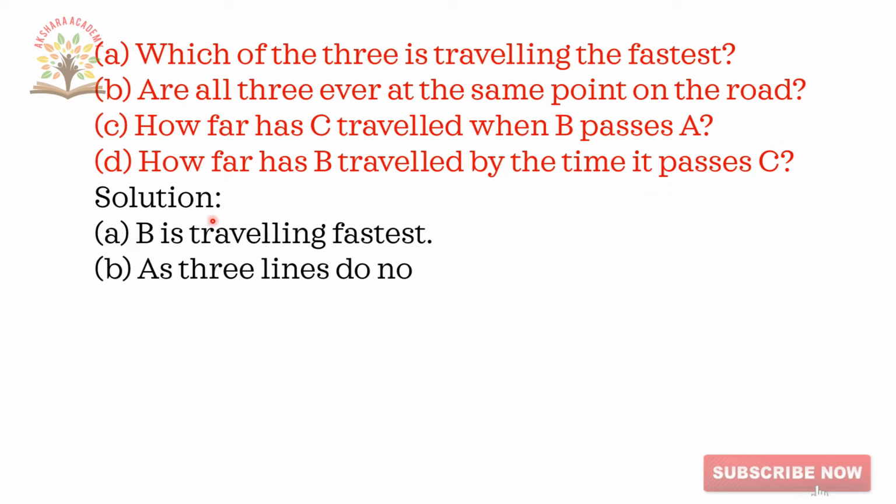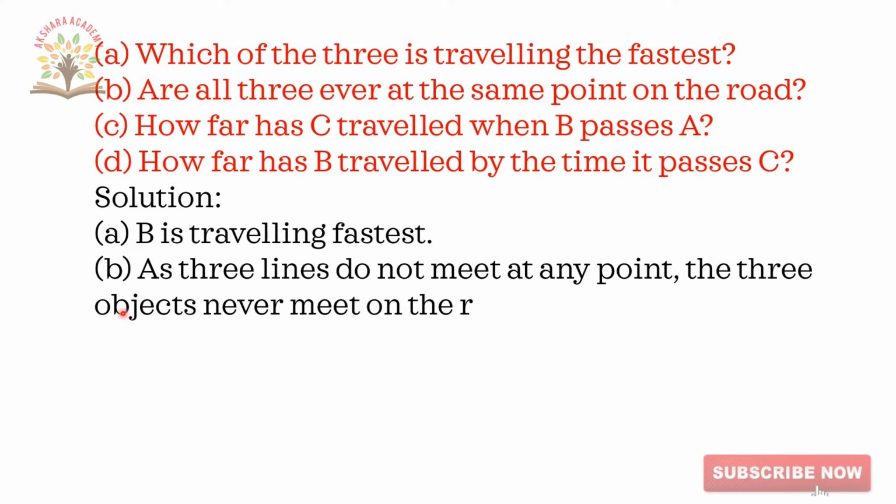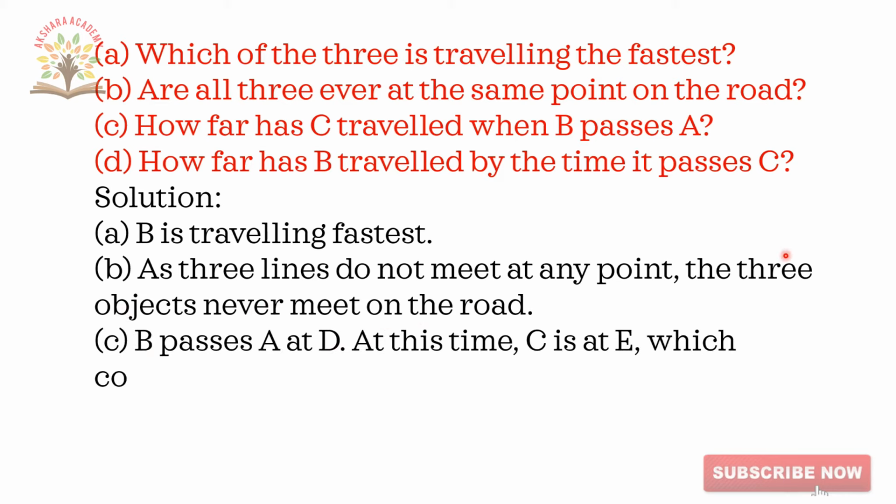Now let us come to the solution. B is traveling fastest, and as the three lines do not meet at any point, the three objects never meet on the road.